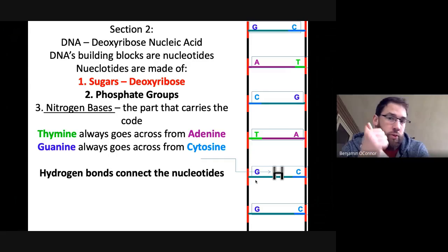Second, it has a phosphate group. We're going to learn that it has a sugar-phosphate backbone. And third, it has nitrogenous bases, which actually carry the genetic code, or the genes. The nucleotides are what we are pretty much focusing on when we start getting into the steps of DNA replication.